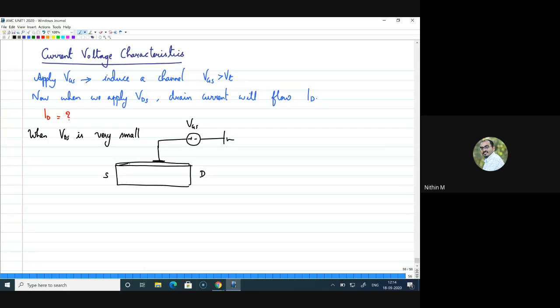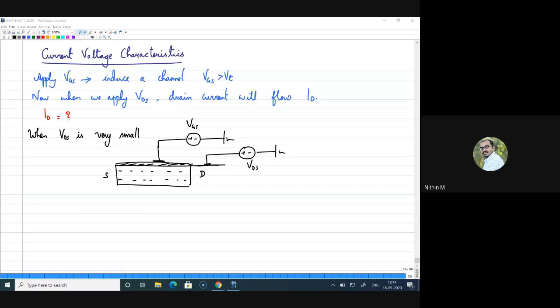Right. This is your oxide or whatever it is, and you have source and drain at both ends, and this is nothing but your channel. Now when you have a VGS, the channel is present, so assume that this is your channel. Now when your VDS is small, that means you have actually applied a VDS also here.